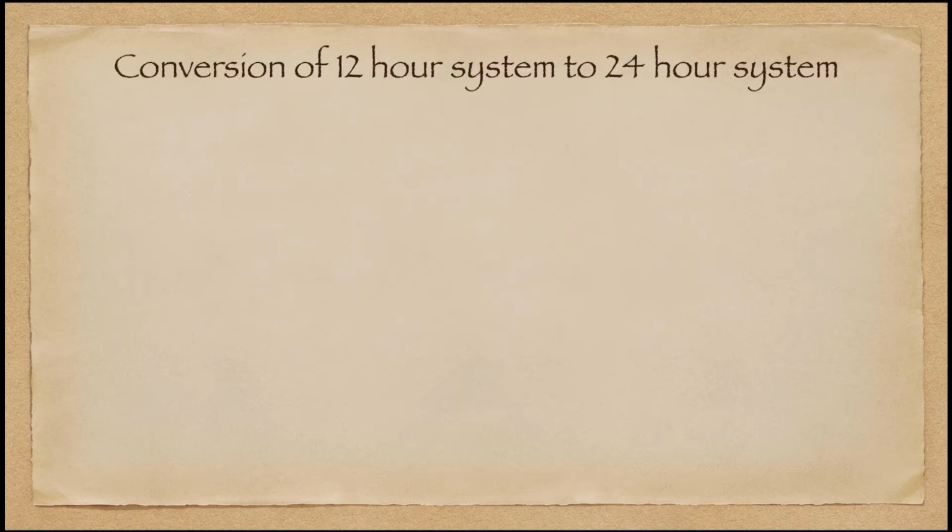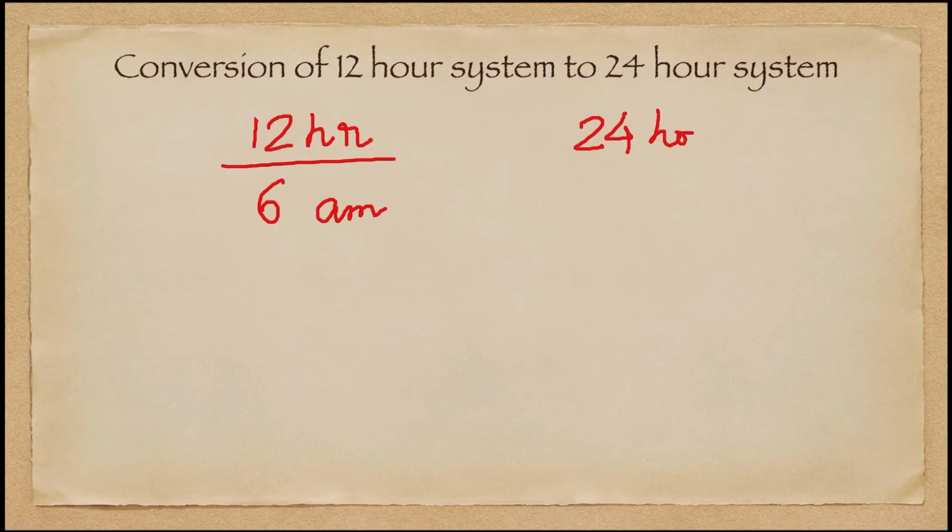Now, how do you convert 12-hour system to 24-hour system? As we all know, in 12-hour system, the whole day is divided into two parts of 12 hours. For example, the time is 6 AM in 12-hour system. In 24-hour system, it will be 600 hours.